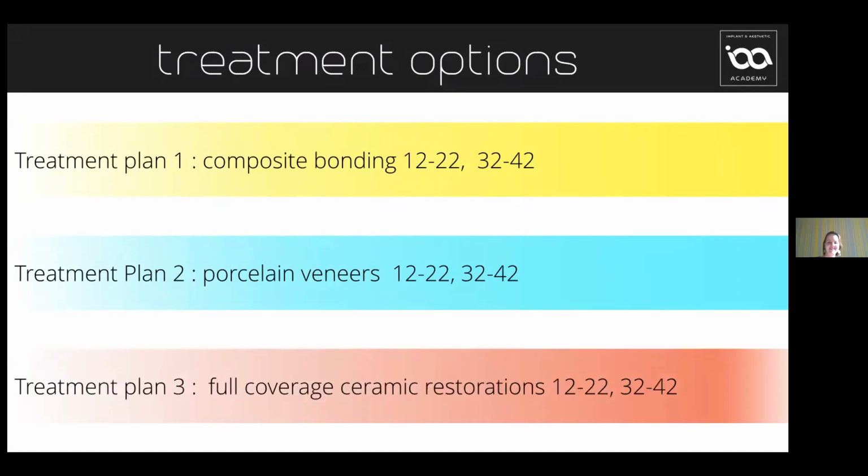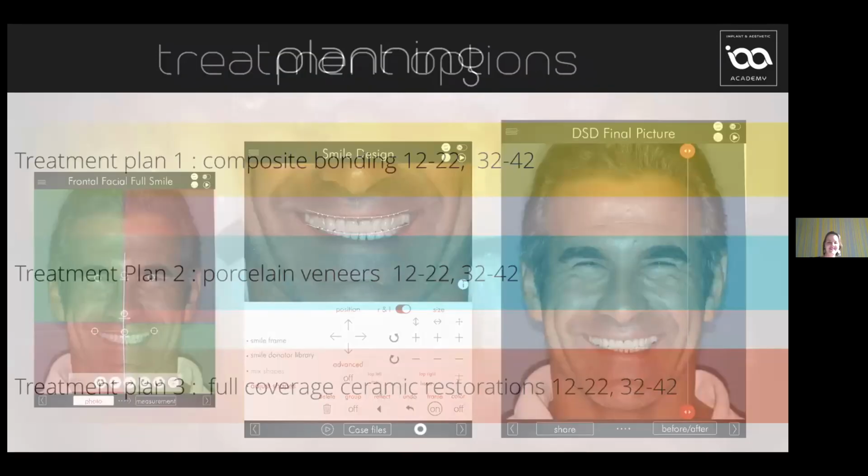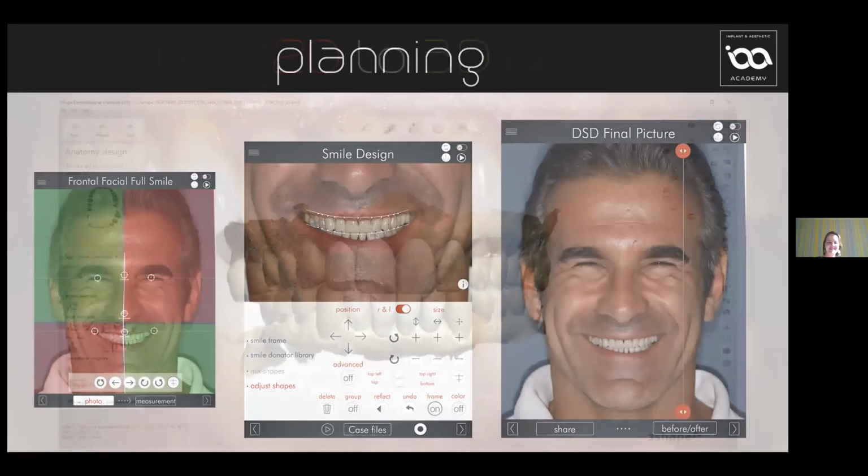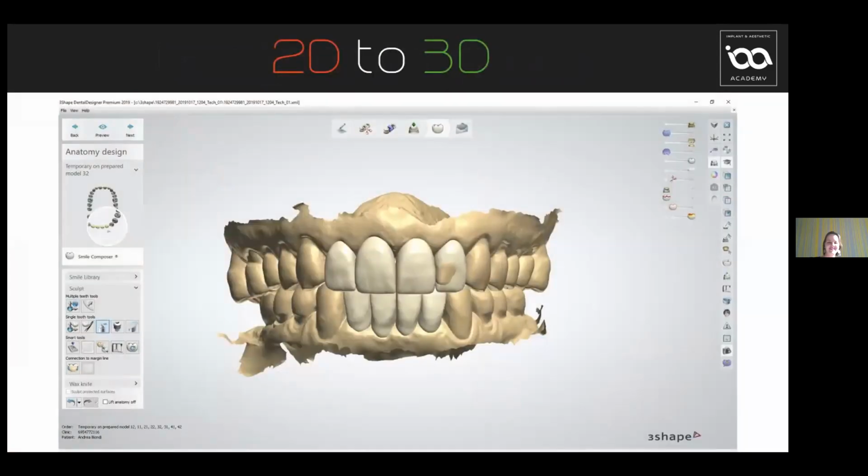And so for me, in this case, which most of you were right, the full coverage ceramic restorations was the option, in fact, we chose. So again, going through the planning, we plan the case meticulously. We go from a 2D plan that goes to the lab. The lab then creates for me a 3D plan.